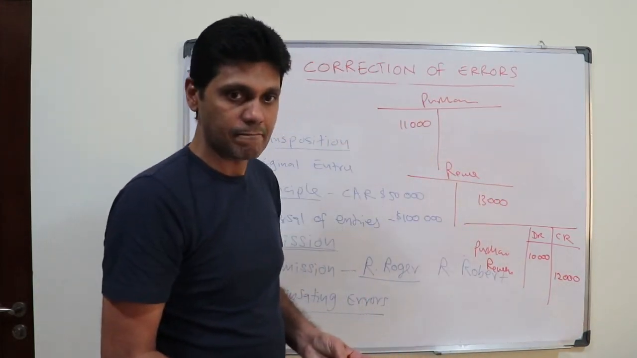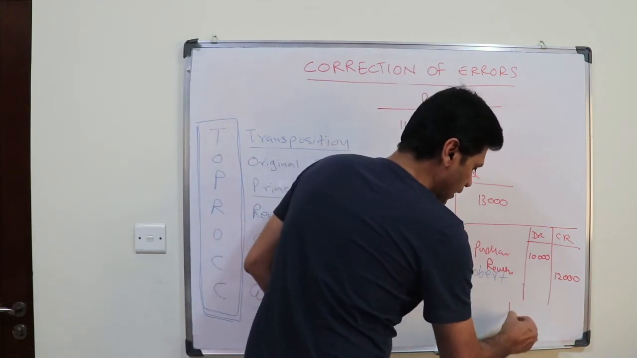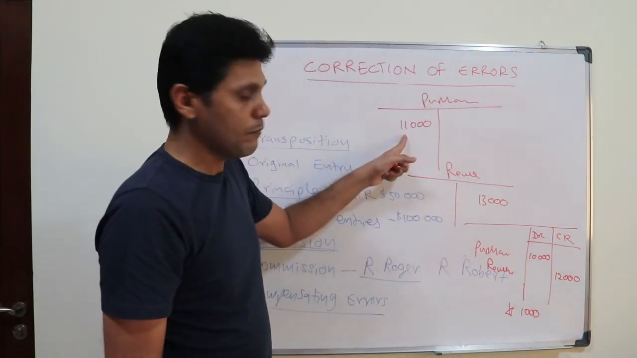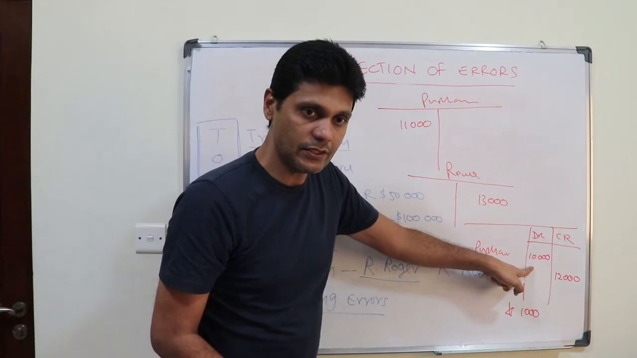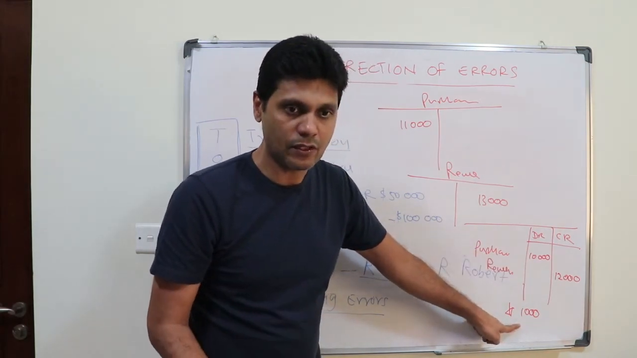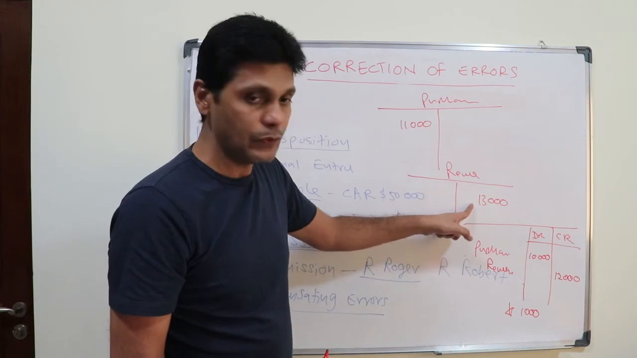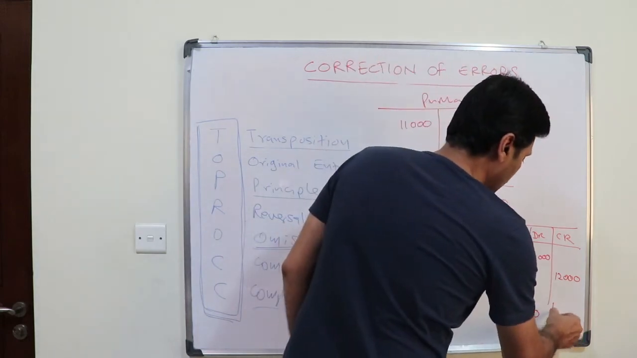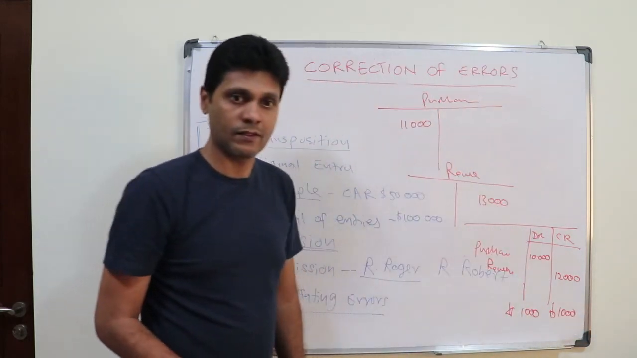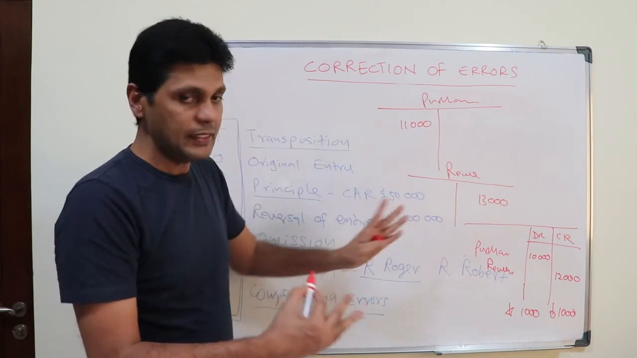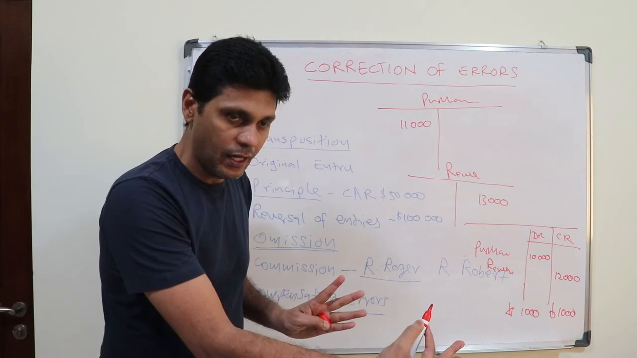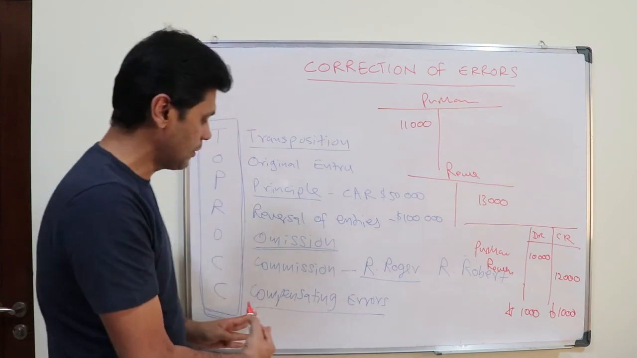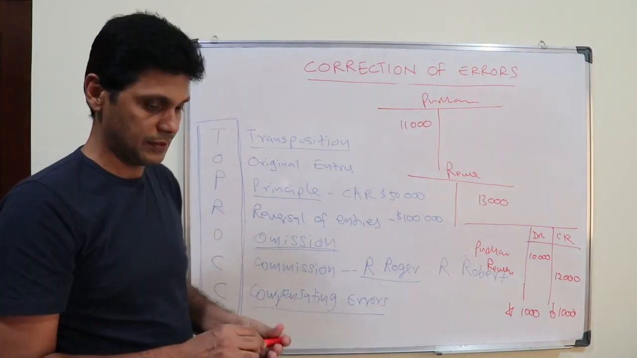So what has happened here? Your debit side is less by 1,000. Why? The actual amount should be 11,000, whereas you took it as 10,000. So your debit side is less by 1,000. And also the revenue, 13,000, you took it as 12,000. So the credit side is also less by 1,000. You understand? So one error is compensated by another error. However, the trial balance will balance. It will match. You understand? So these kinds of errors are known as compensating errors.